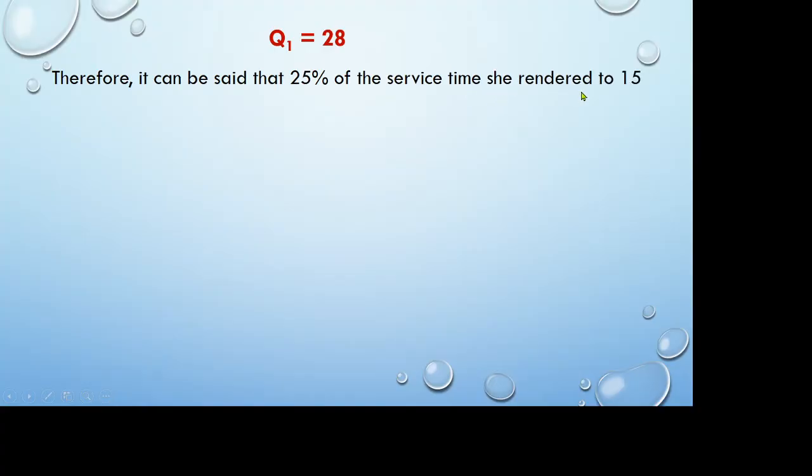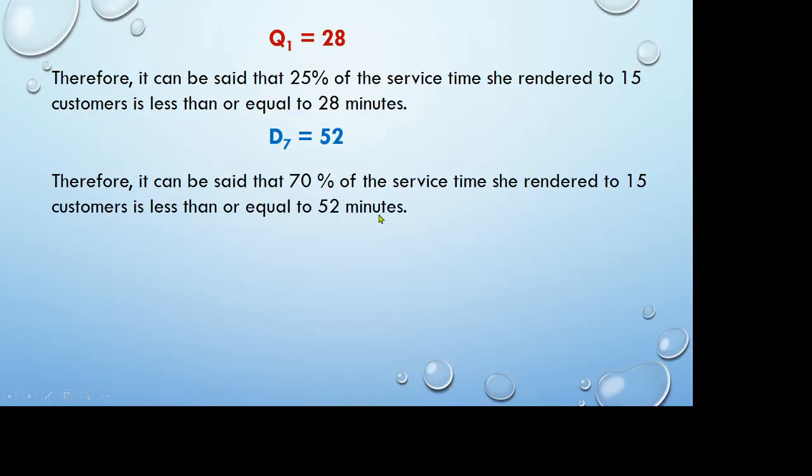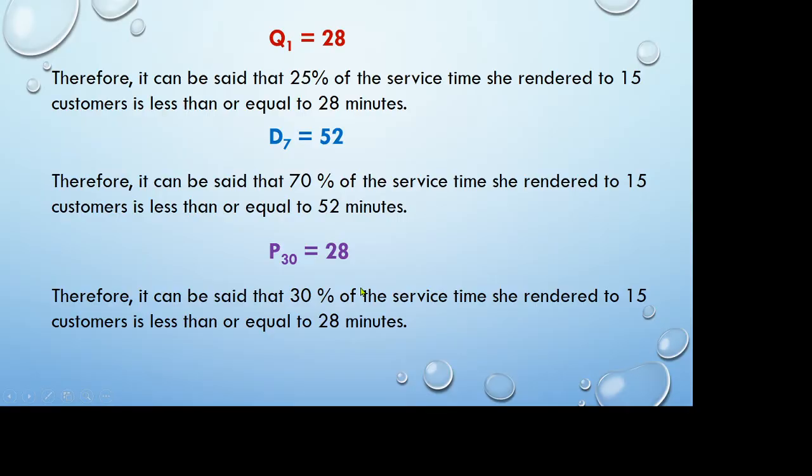So, sa pag-interpret, ang kunin natin na equivalent ng Q sub 1. So, yun ay 25%. So, ibig sabihin, it can be said that 25% of the service time she rendered to 15 customers is less than or equal to 28 minutes. Tapos to, papalitan na lang po natin ito sa susunod. D sub 7 ay magiging 70%. Tapos ito ay 52 minutes. So, 70%, 52 minutes. So, ito naman ay 30%, 28 minutes. O, diba? So, madali lang mag-interpret.